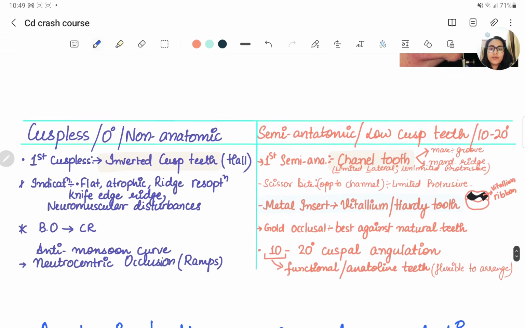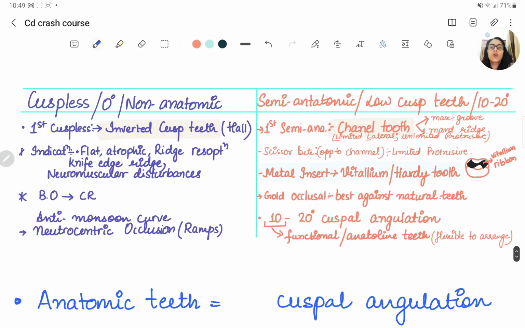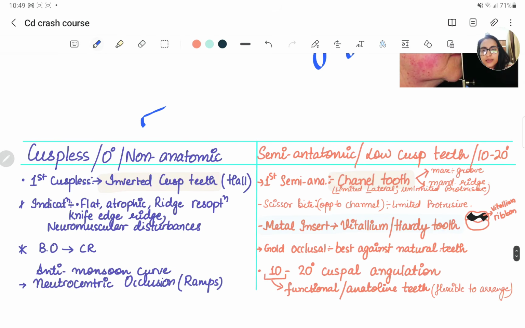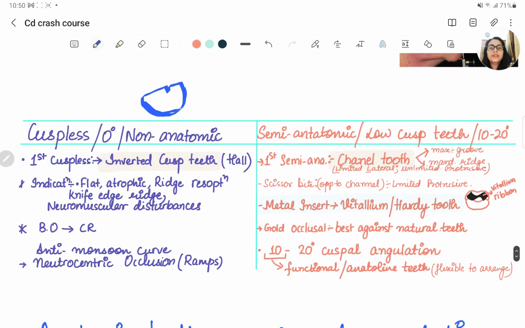Then we have the difference between cuspless teeth, or 0 degree, or non-anatomic teeth. And then we have semi-anatomic or low cusp teeth, or 10 to 20 degrees. So cuspless teeth is basically a tooth like this in which there is no cusp. These are posterior teeth with no cusp. So the first cuspless teeth were inverted cusp teeth or Hall's teeth. And these kinds of teeth are indicated when the ridge is resorbed. So flat, atrophic, resorbed ridge, knife edge ridge.